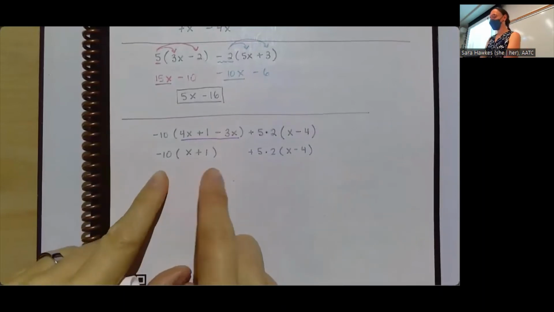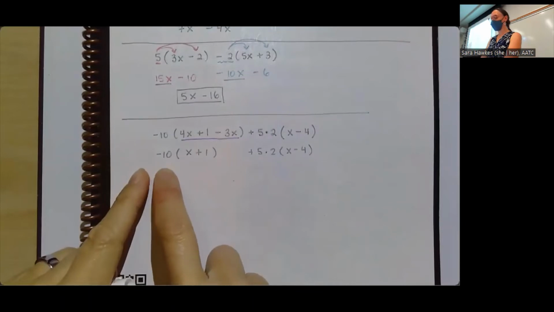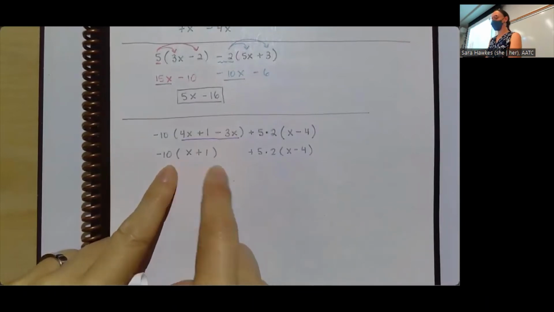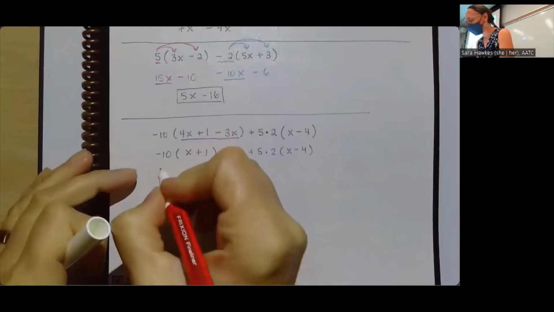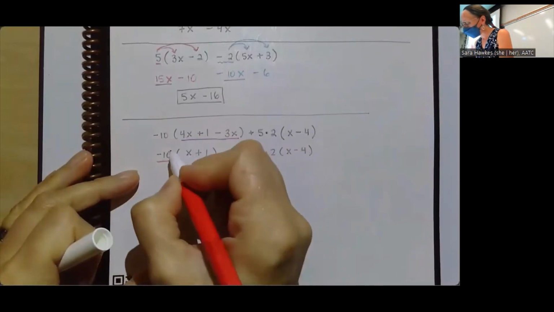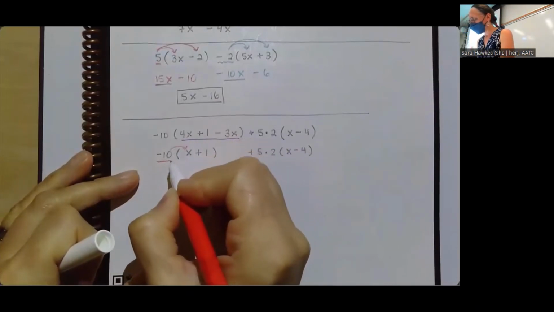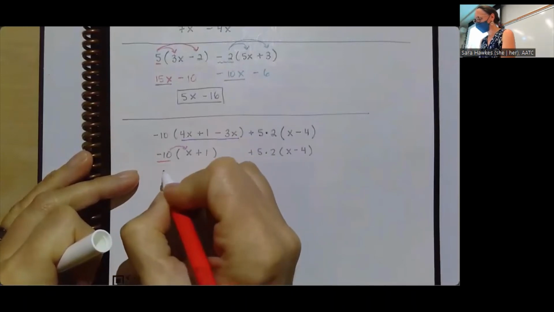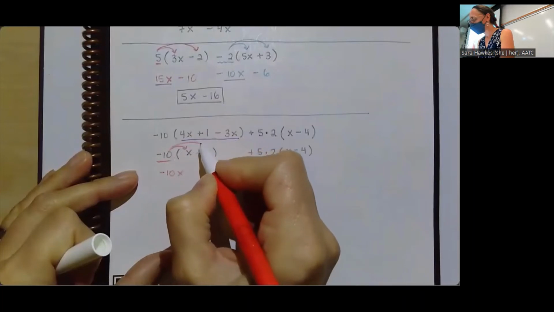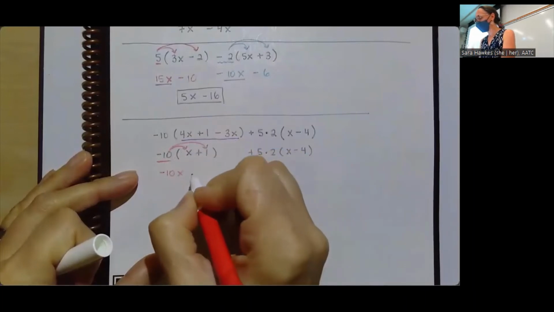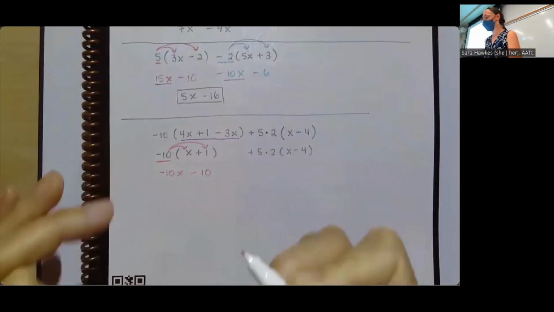Here, I've got multiplication that looks like negative 10 times the stuff in parentheses. So I can do that distributive property thing again. I'm going to have my negative 10. I'm drawing my rainbows. Negative 10 times X, I'm looking at negative 10X. And negative 10 times 1, I'm looking at negative 10.